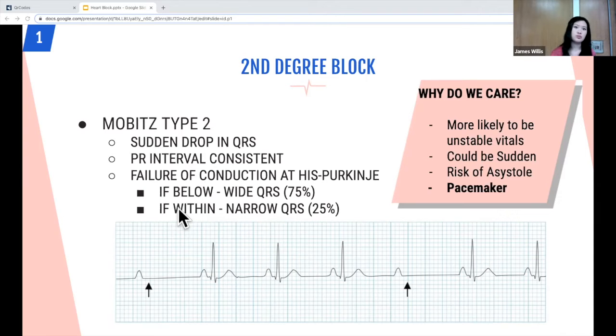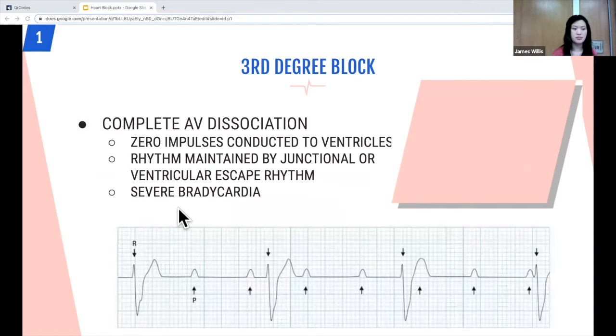So if these people are coming in symptomatic, came in with syncope, they should be admitted and considered for a pacemaker. Your third degree blocks are basically a complete dissociation of the atria and the ventricles. Basically you just have your P waves and your QRS marching at independent rates on their own, and usually rhythm is maintained by junctional or ventricular escape rhythms.